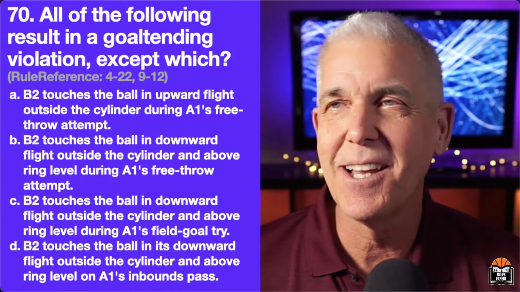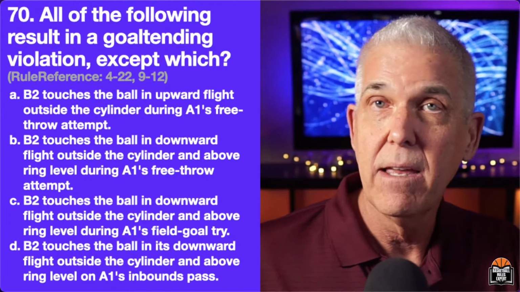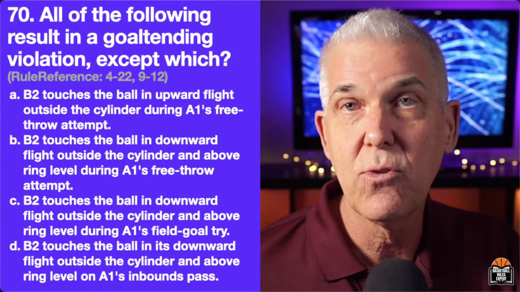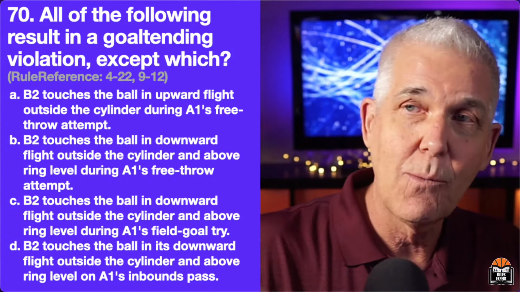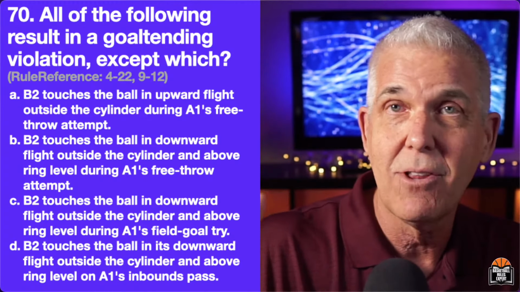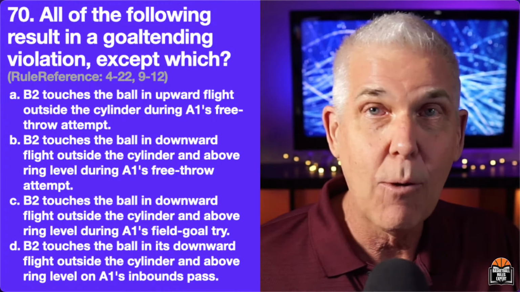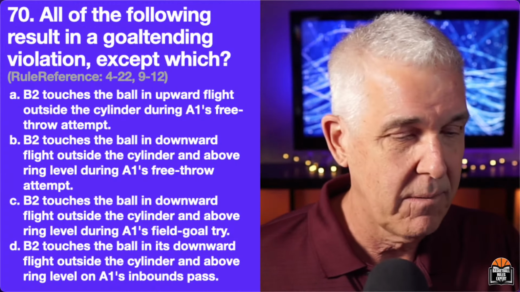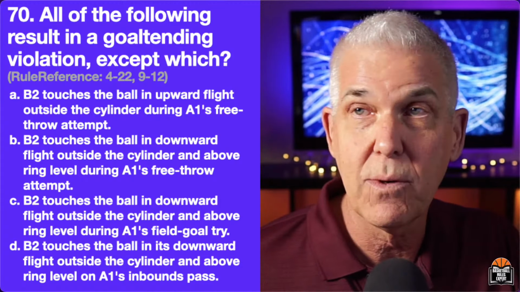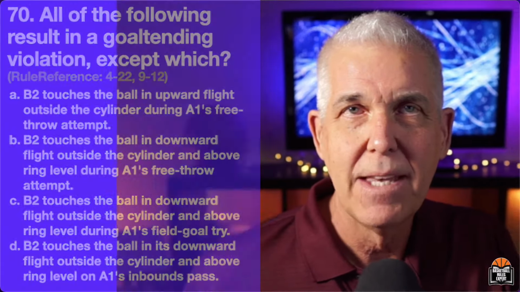A, B2 touches the ball in the upward flight. Ball has to be on downward flight for goaltending. Ball has to be on downward flight and have a chance to go in. Those are the two criteria it has to meet. So when we refer to above ring level, if it's below ring level, obviously it has no chance to go in. So downward flight, chance to go in, the prerequisites for a goaltending violation. So our correct answer here, the one which is not, is A, a ball on its upward flight.